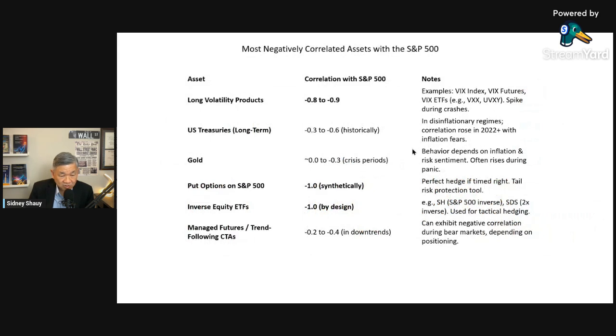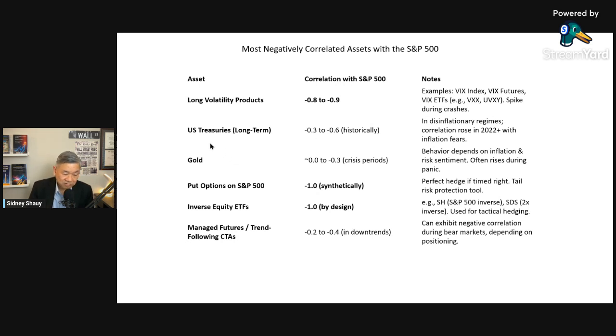So what are the assets that are most negatively correlated with the S&P 500? Well, one of them is long volatility products, which tend to be very negative, but very few people use them because they add other types of risks and are more complex. For the average client of an advisor, it's kind of hard to make the case for them to use this kind of product.